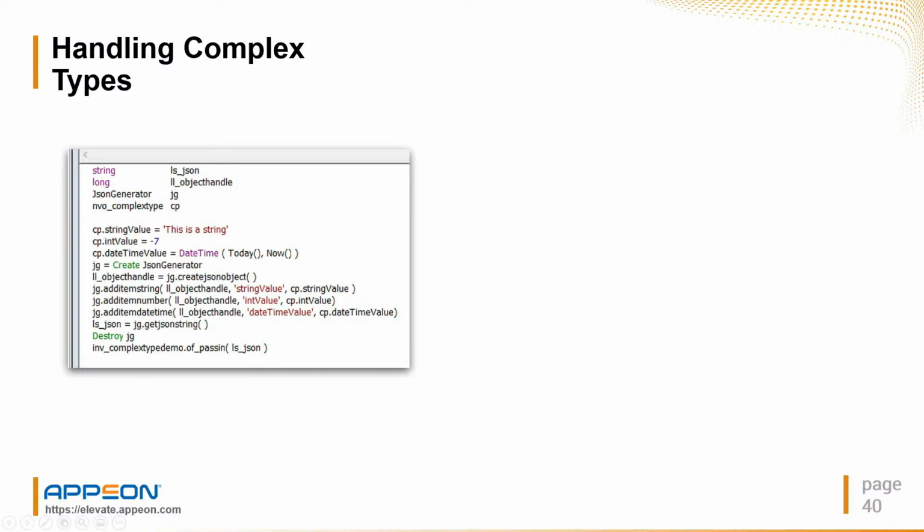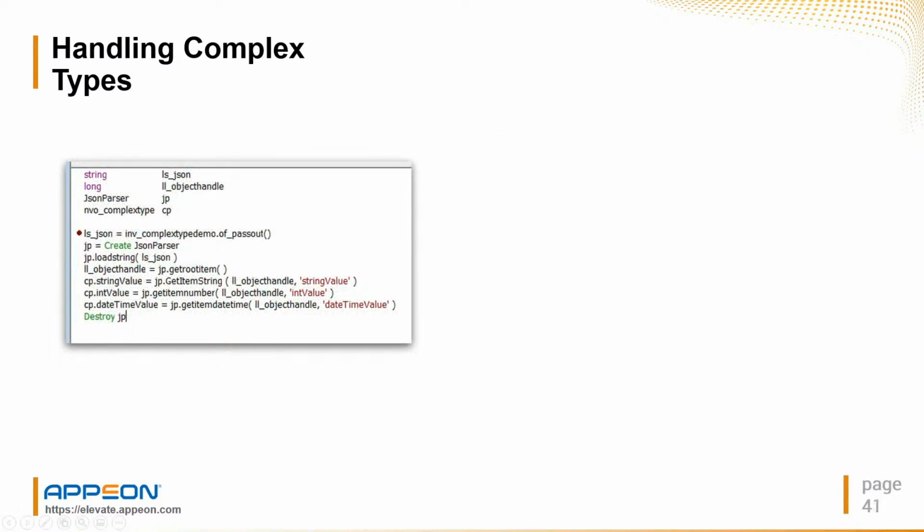And so I'm going to create a JSON generator. I'm going to create the JSON object. I'm going to pull the different values off the JSON object, off the complex object, adding them to the JSON generator, and then I'm going to grab the JSON out of the JSON generator. And then we'll pass that into the assembly.